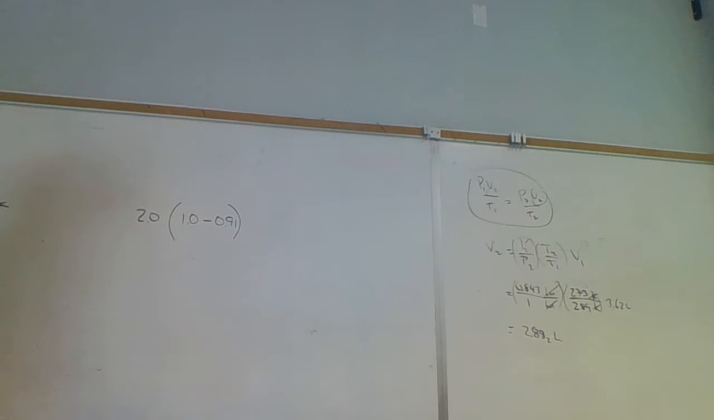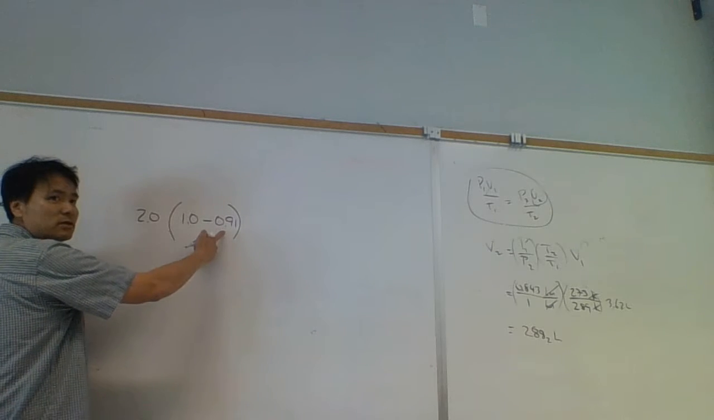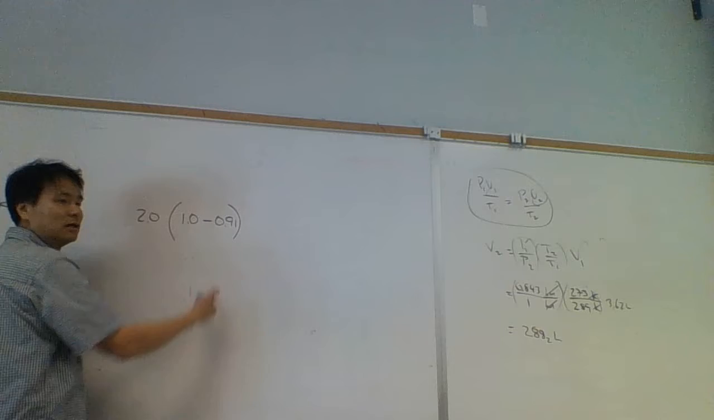Two sig figs in my final answer? Anybody else have a different number, or does everybody get 2 sig figs? This is a bit of a trick question because it looks like this is 2 sig figs, this is 2 sig figs, this is 2 sig figs, everything has 2 sig figs, so we expect 2 sig figs at the end.